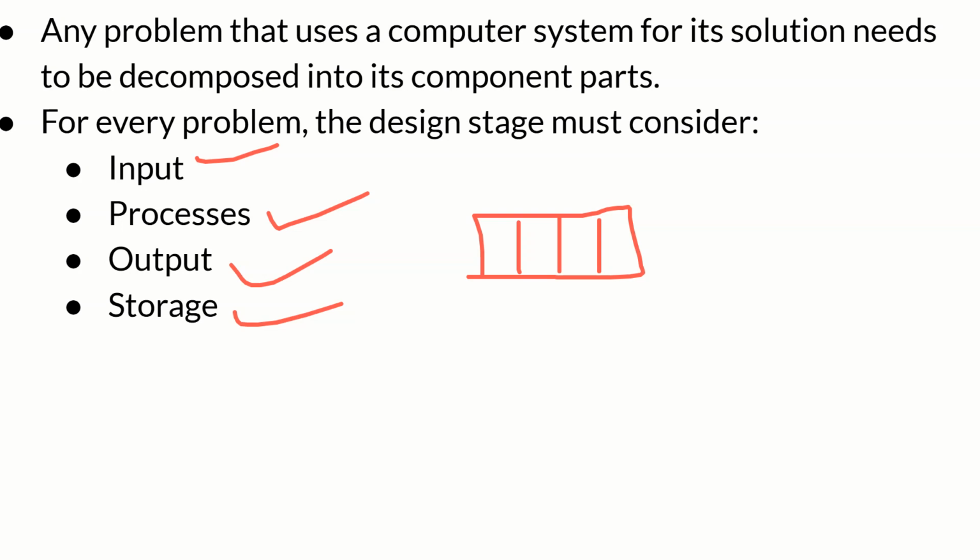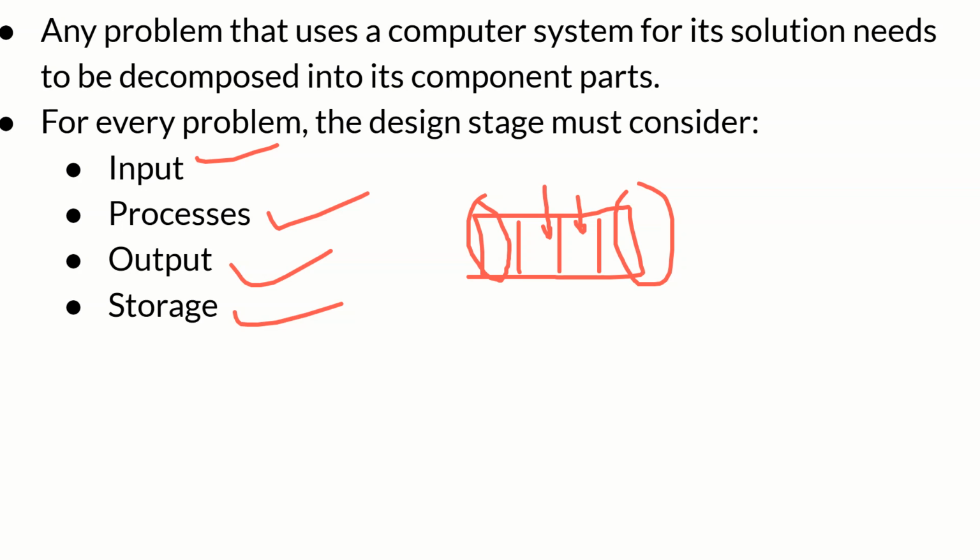it helps me. So I can write only the code for the input. I can write only the code for the output. I can write only the code for the processes. I can also write the code for the storage. I can do this. Do you get it? So I have different parts.